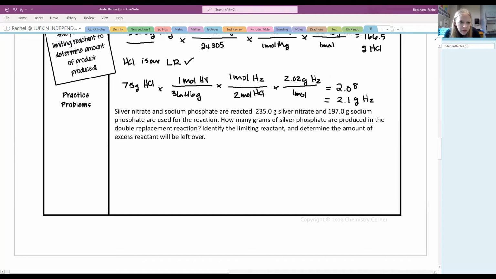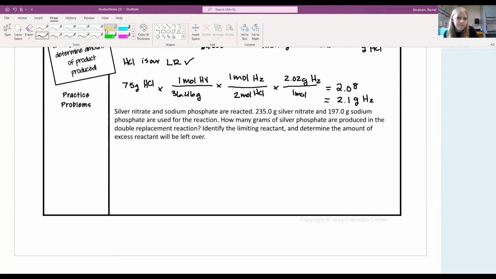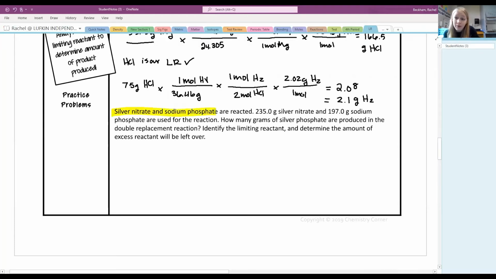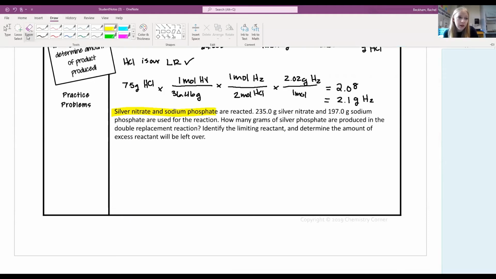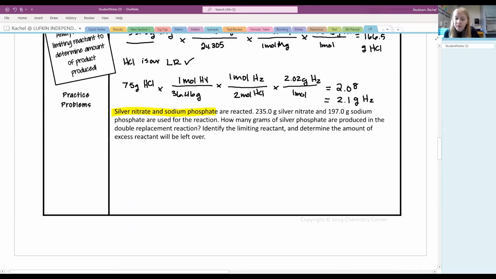Silver nitrate and sodium phosphate are reacted. Okay, fun. So what do you think we're gonna have to do here? We're gonna have to write the equation, okay? So I'm gonna pause it, or I'm not gonna pause it, but I hope that the sub is gonna pause it, and y'all are gonna write the reaction in as small as you can, but like above the stuff you're gonna write. Go ahead and write the reaction.